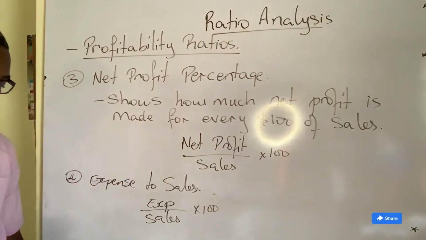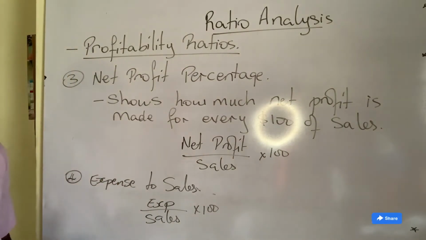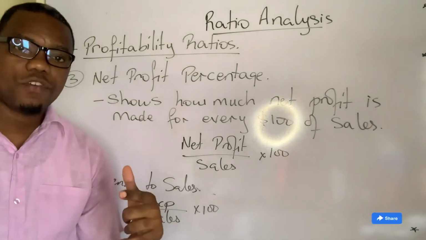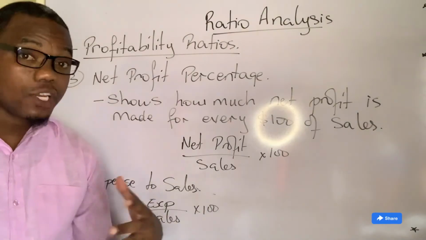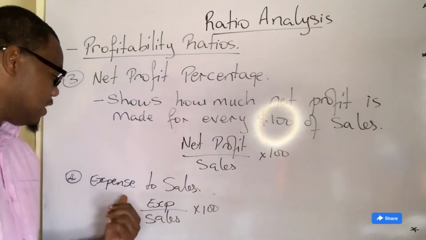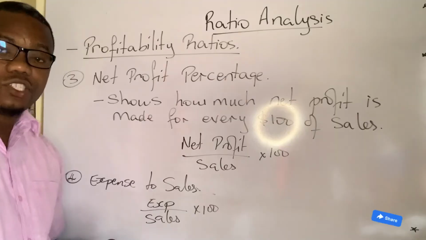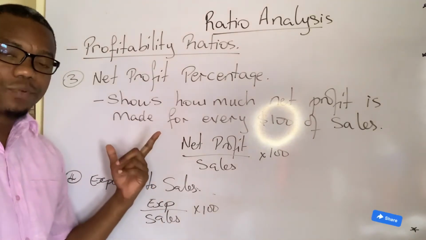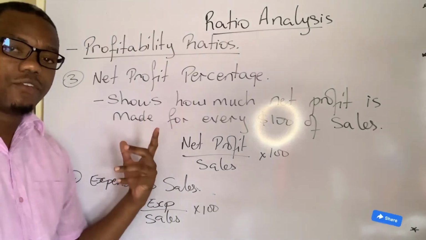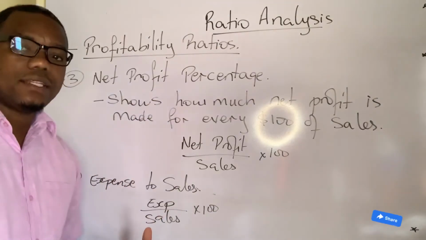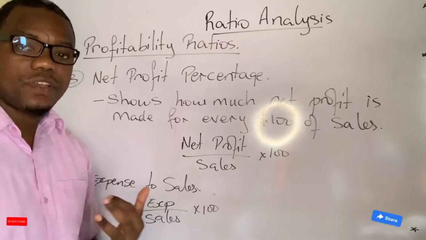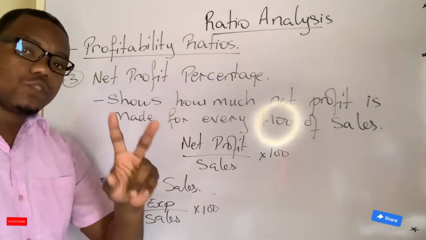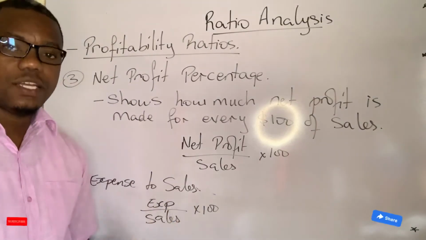This is very easy to calculate, guys, and I can tell you about a trick. If you know the gross profit percentage and you know the net profit percentage, you can calculate the expense to sales ratio. Similarly, if you know the expense to sales ratio and you know the net profit percentage ratio, you can calculate the gross profit ratio. The three are connected: gross profit, net profit, and expense percentage ratios. If you know any two out of the three, you can calculate the other one.